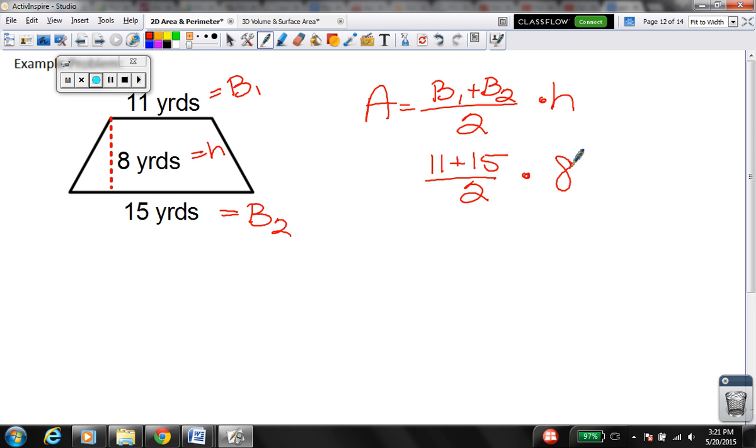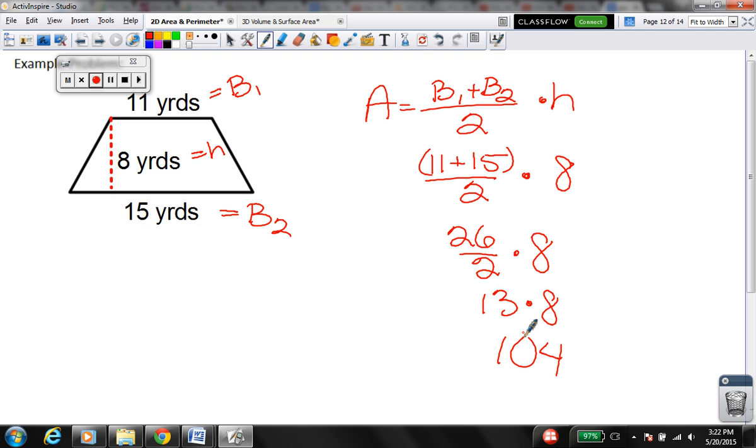Be very careful about the order of operations. I need to make sure I do the top first. So 11 plus 15 gives me 26, divided by 2 is 13, times 8. Multiply that out, 13 times 8 gives you 104 yards squared. Next one.